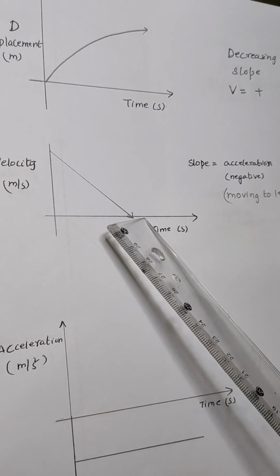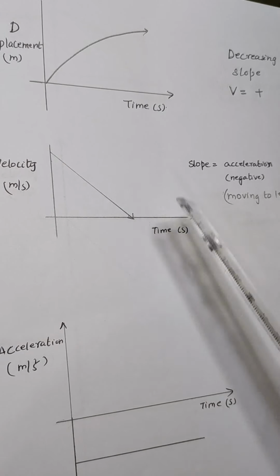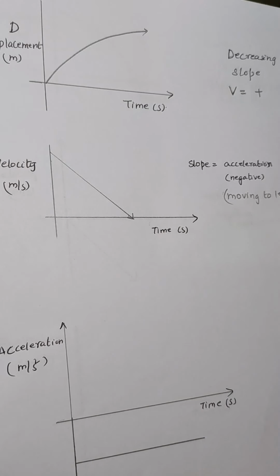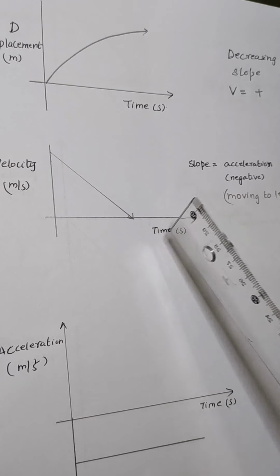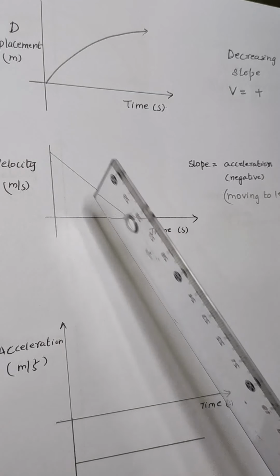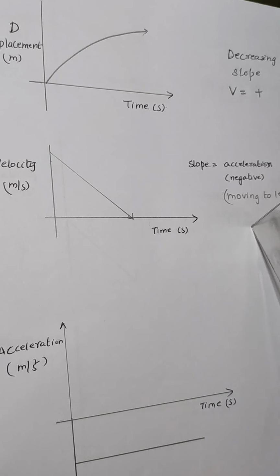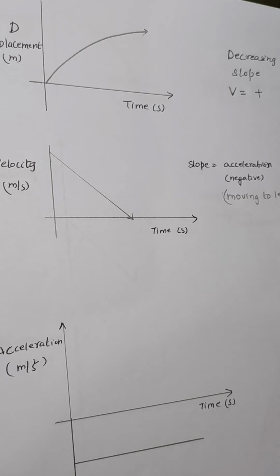Now here the velocity is decreasing. Now the slope of the velocity time graph is negative. It is moving to the left. The slope of the velocity time graph is negative, which is showing us that the acceleration is negative. But still the acceleration is constant. So you have a constant negative acceleration.